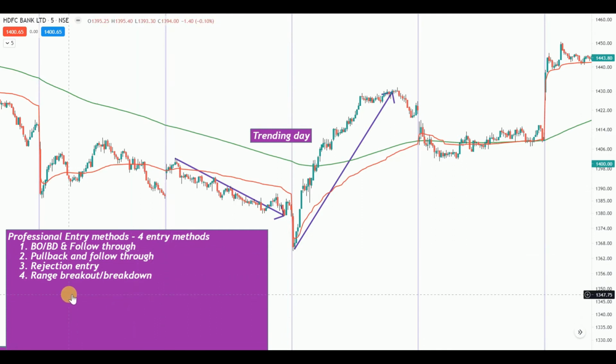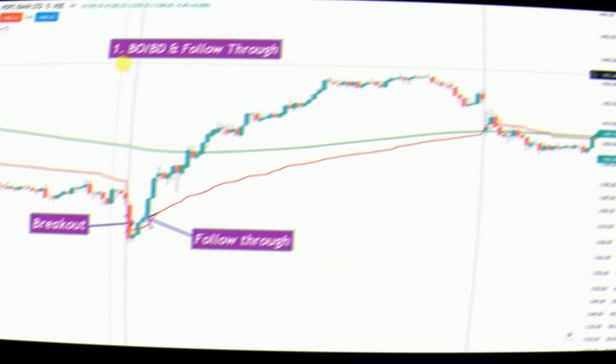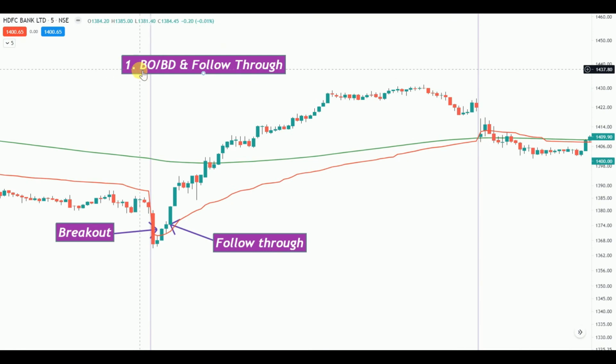So the 4 professional entry methods are breakout or breakdown and follow through. Second type is pullback and follow through. Third type is rejection entry, and fourth is range breakout or breakdown. So the first type is breakout or breakdown and follow through. The first entry method is breakout or breakdown and follow through.